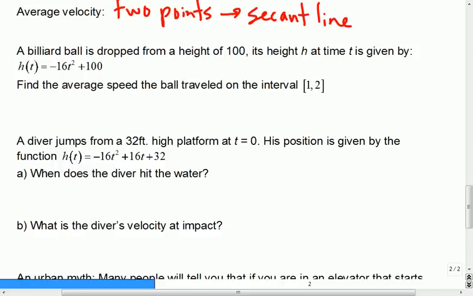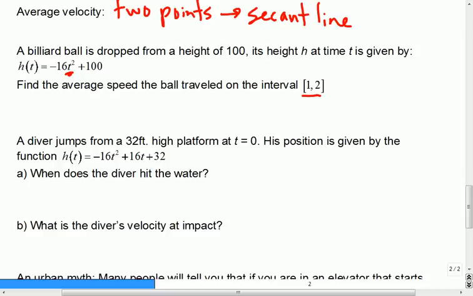So this time, a billiard ball, that's a pool ball, is dropped from a height of 100, and I'm guessing feet. So 100 feet, its height, h, at time t, is given by this formula. So if I wanted to know the height at 1 second, I can put in 1 second for the time. It will tell me the height. Okay, so the ball is falling right now. So we want to find the average speed that it's traveling from the first second to the second second.